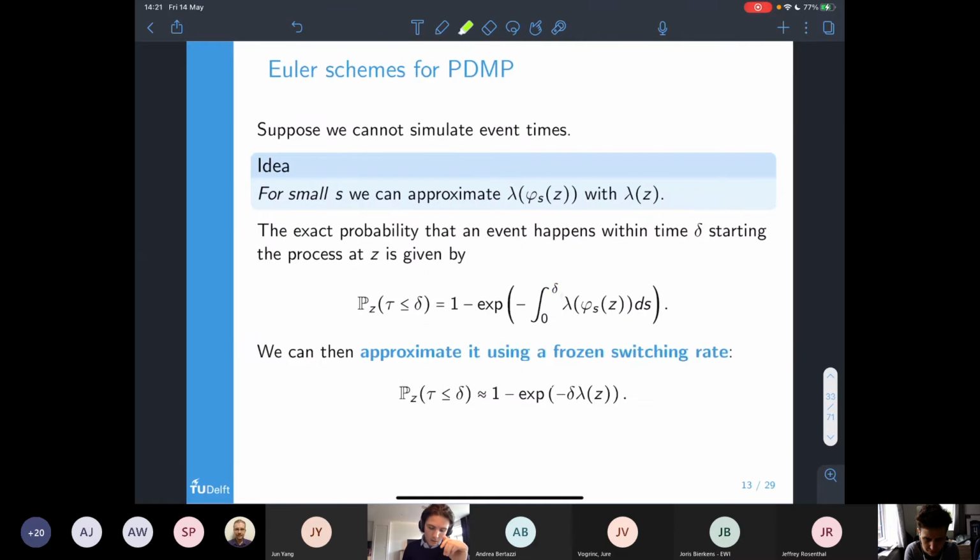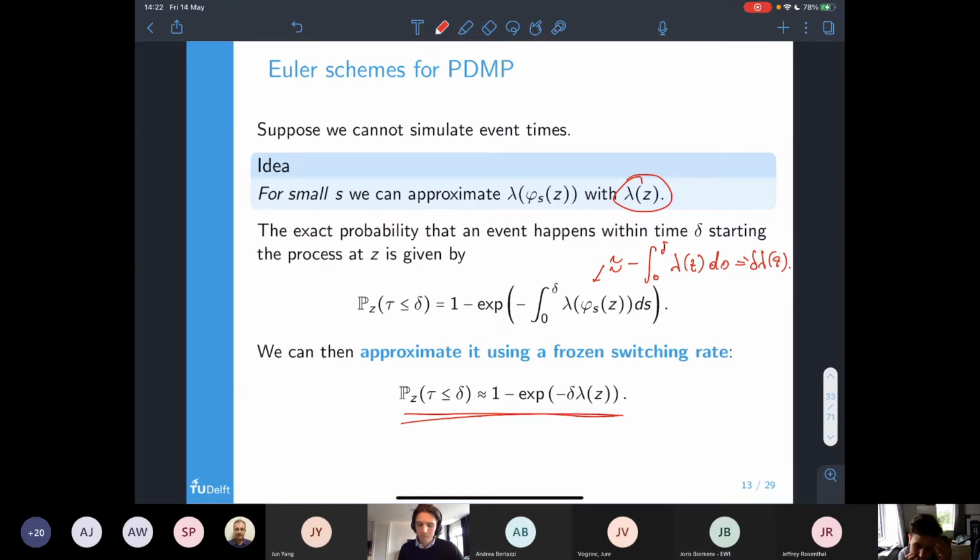Okay. Then we can approximate this probability by using a frozen switching rate. So by using this frozen switching rate, we see the exponent is approximately equal to the integral between 0 and delta of lambda of z ds, and therefore we get minus delta lambda of z. So this is the idea that we can take advantage of, because of course this is a very simple expression. And this is valid as long as delta is reasonably small.